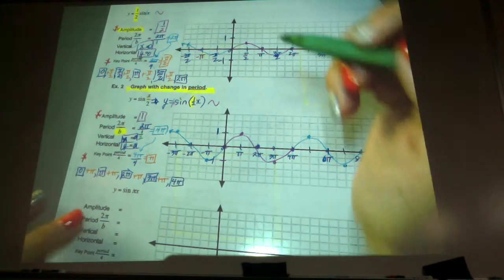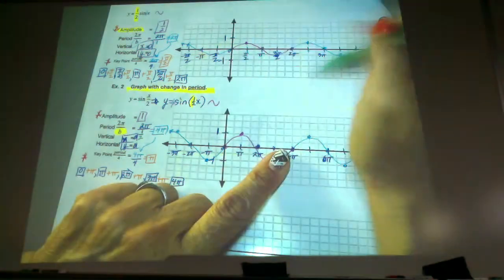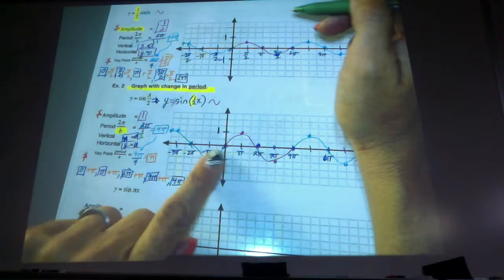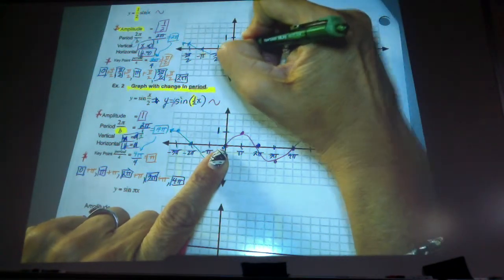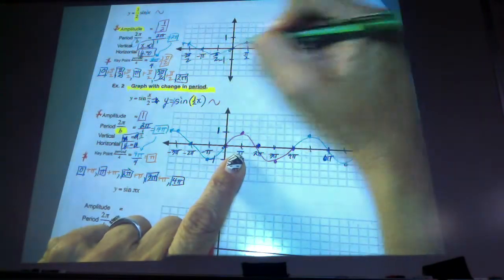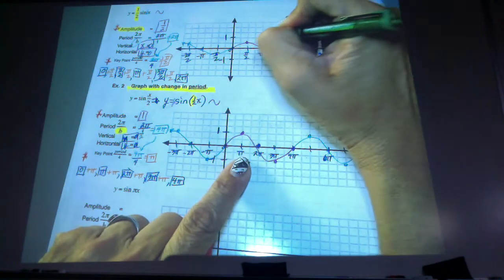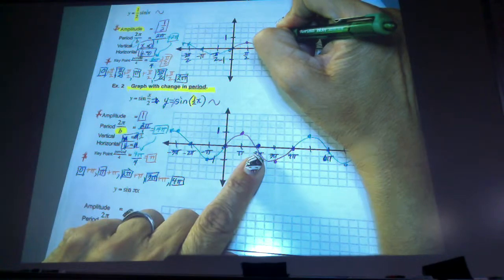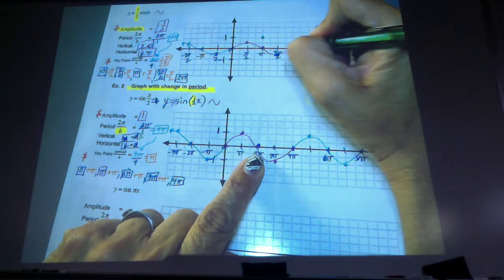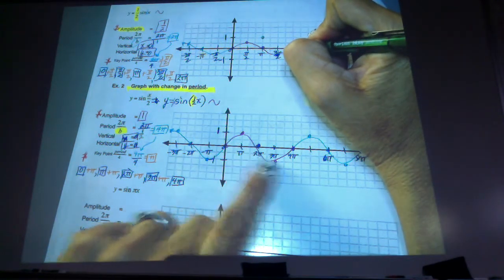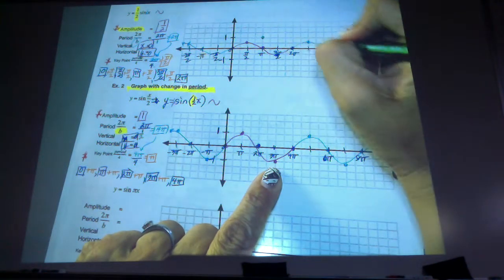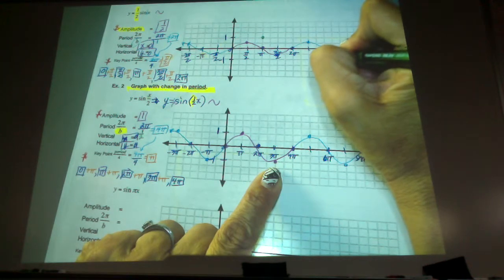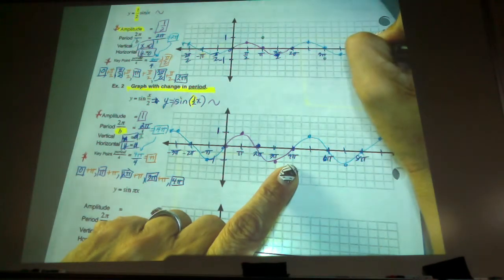I'm going to use green, but I'm going to plot this on this one up here, and I'm going to label it with this equation. So at 0, I would be at 0 here. But at pi, which is right here, I went all the way up to 1. So I'm going to put a green point here at 1. At 2 pi, which is here, I'm back to 0. At 3 pi, I'm down here at -1. And then at 4 pi, I'm back to 0.